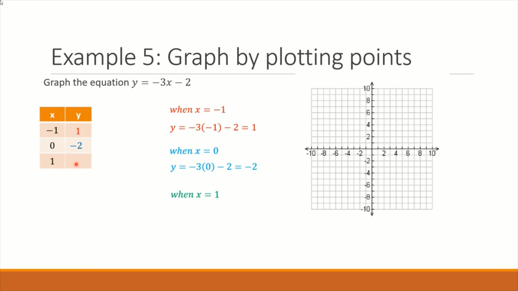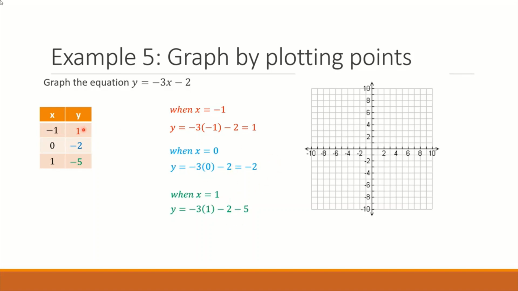So now I'm going to plug in x equals 1. So I have -3 times 1 minus 2, and that's going to equal -5. Forgot the equal sign there. But that's okay. That was a mistake on my part.